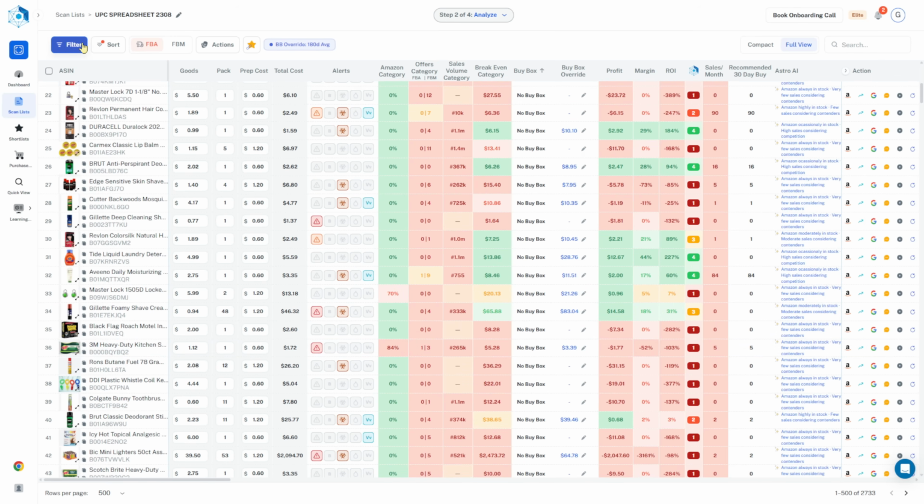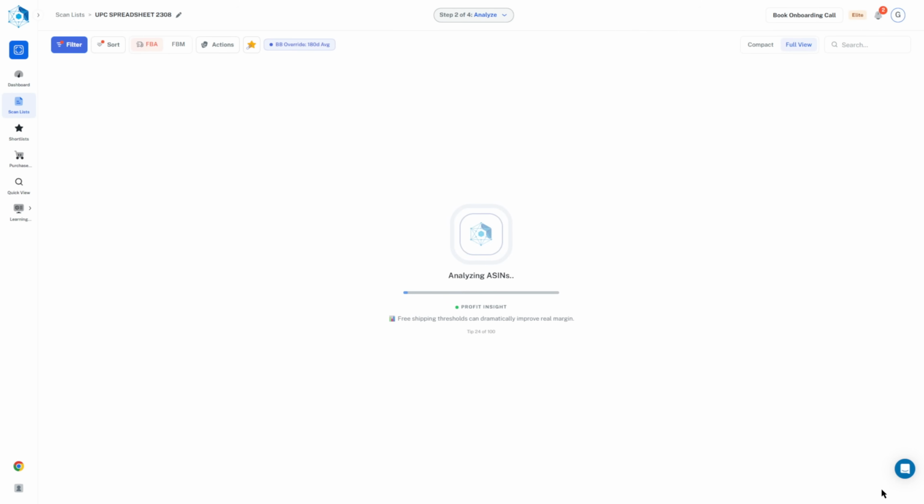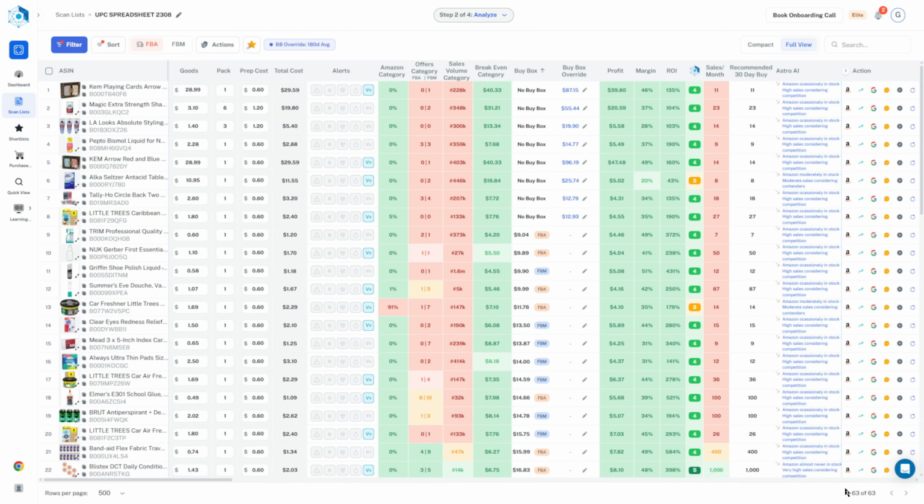Next, we are then going to apply filters. Now we have 63 great products and a lot of these didn't have a buy box price originally.